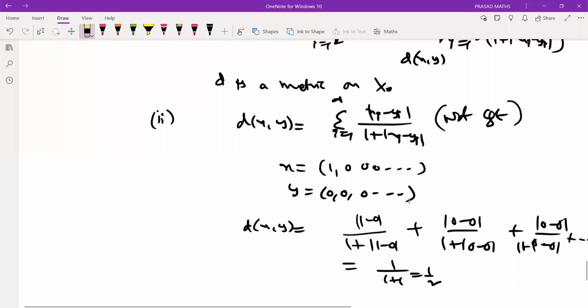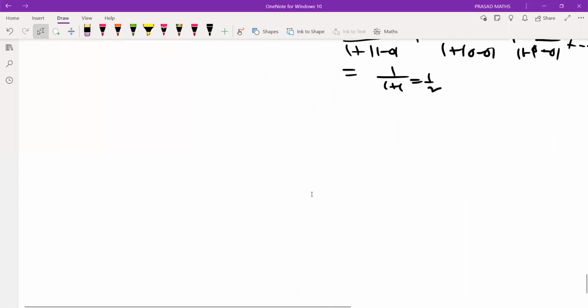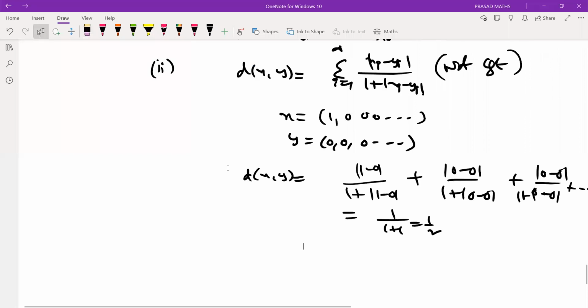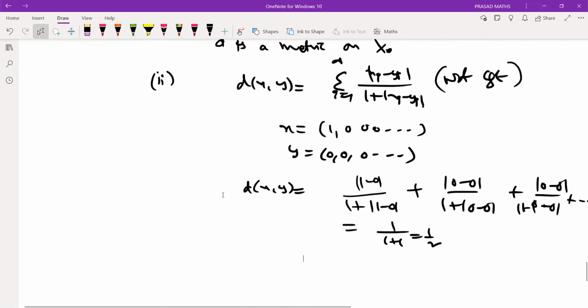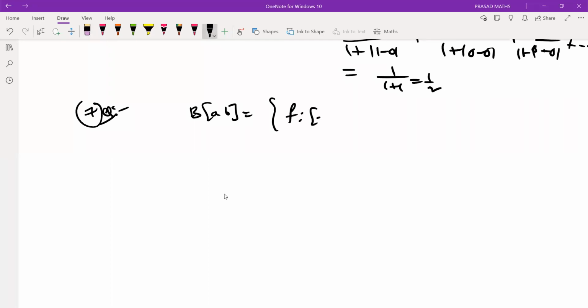Right? So this is about sequences. Next to functional spaces. Next is what? This is the 7th. Functional spaces means space of all continuous functions, space of all bounded functions, a real world function which is bounded.